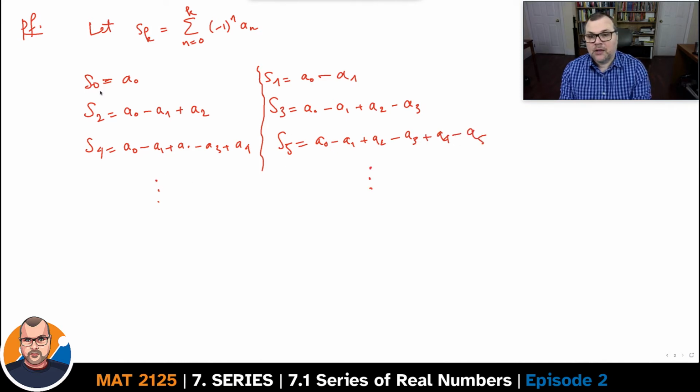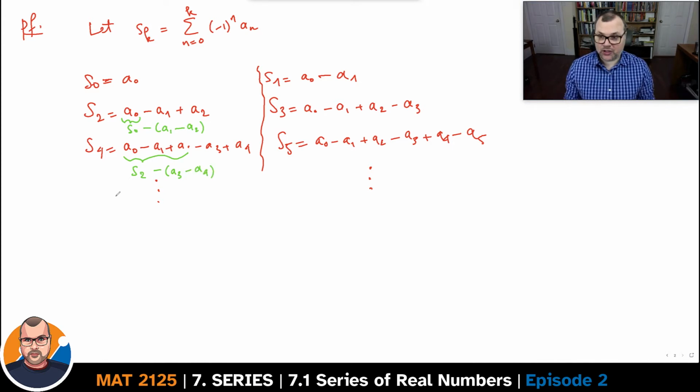Now look at this. S0 compares to S2 as follows, right? This little term here is S0. So S2 is the same as S0 minus A1 plus A2. And if you look at S4, the first three terms are the same. So this here is S2, and then you have minus A3 plus A4. In general, and this wouldn't be too hard to show, you could show it by induction, S_2n is going to be equal to S_(2n-2) minus A_(2n-1) plus A_2n. This is true for every n.